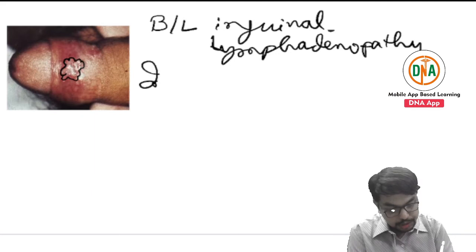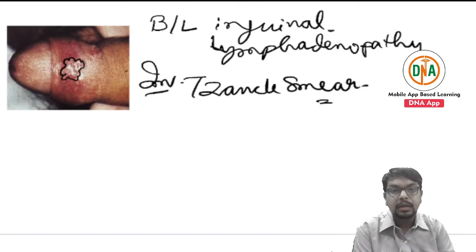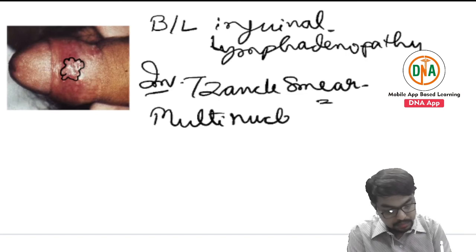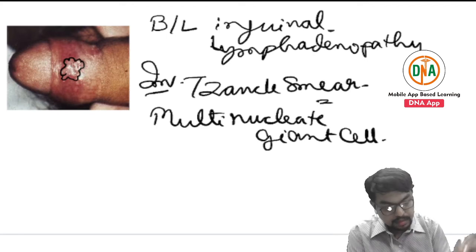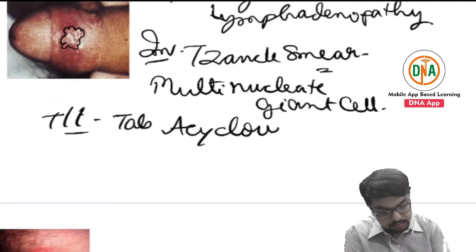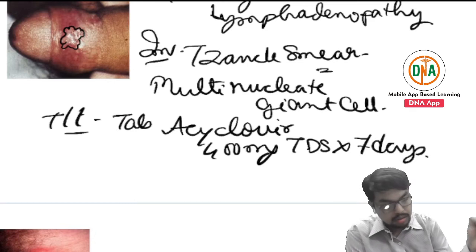What is the investigation that we do? We perform Tzanck smear. That is a bedside test. And what we get? We get multinucleate giant cell. And what is the treatment here? Treatment is acyclovir 400 milligram thrice daily for 7 days.